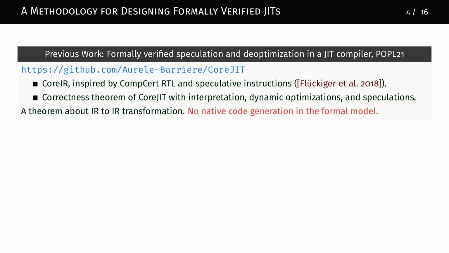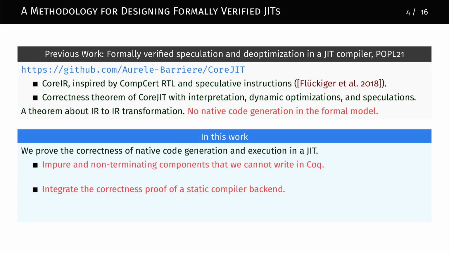However, there was still a missing feature in that prototype. In the formal model, there was no native code generation, meaning that our correctness theorem was only about interpretation and optimization at the same IR level. So now we want to bridge that gap because generating native code is a specific feature of JITs. And so we want to prove the correctness of a JIT compiler with native code generation and execution.